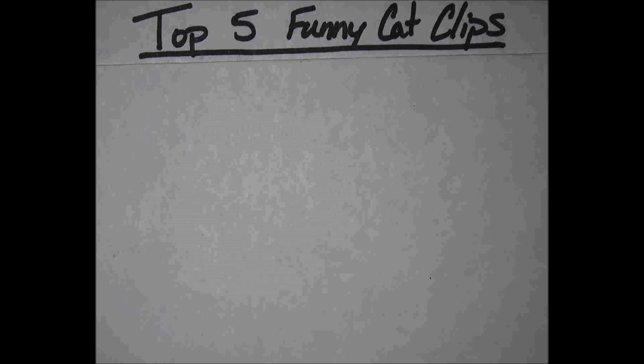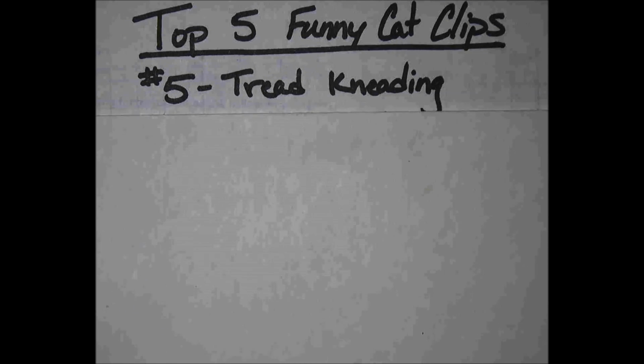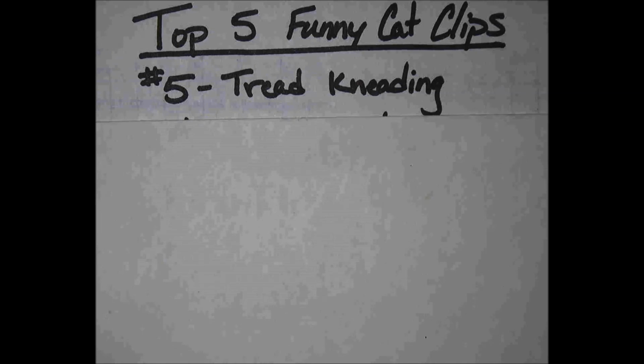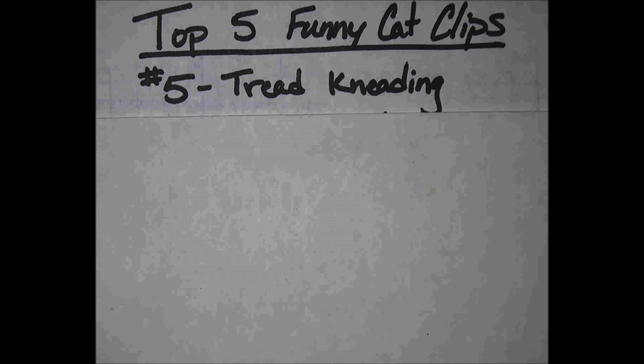So number 5, to start off our countdown, number 5 is tread kneading. Kneading is what cats do when they claw something. Let's go ahead and take a look.